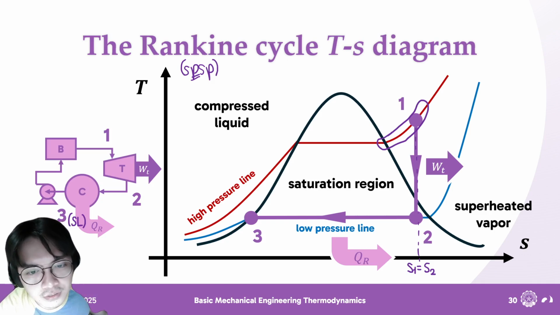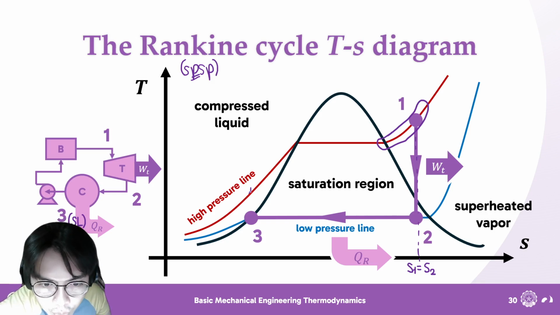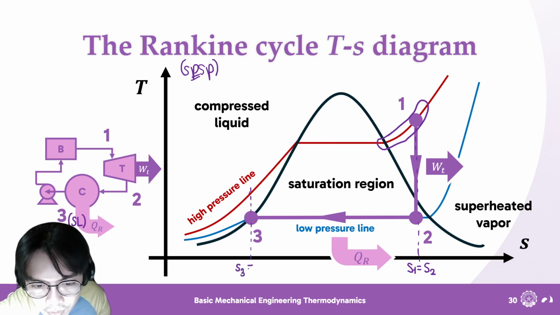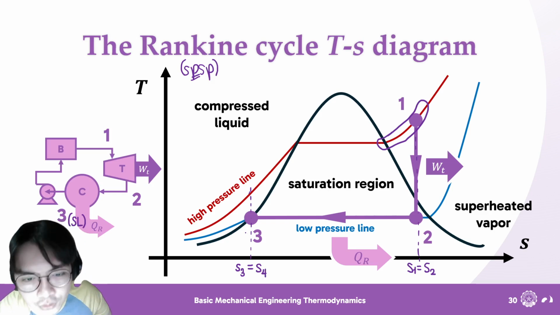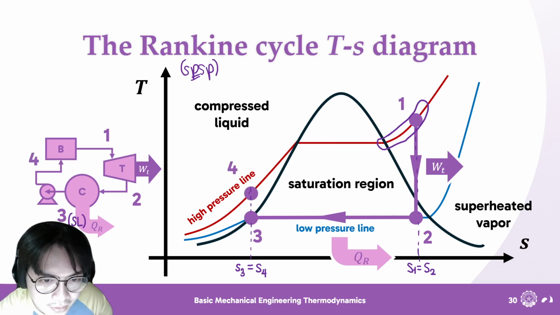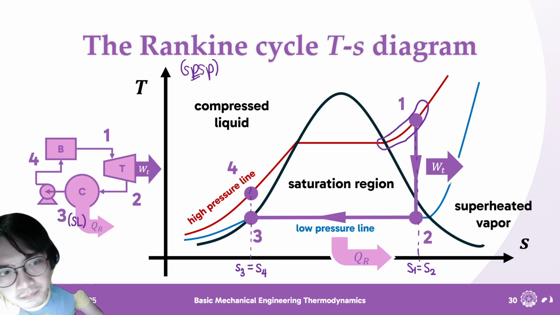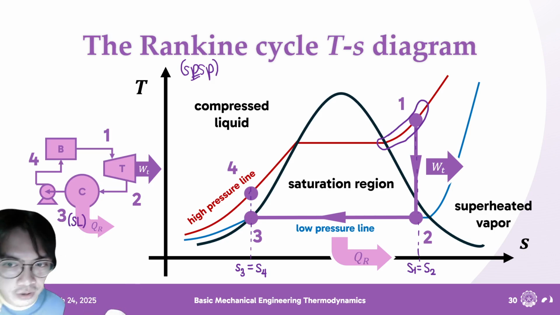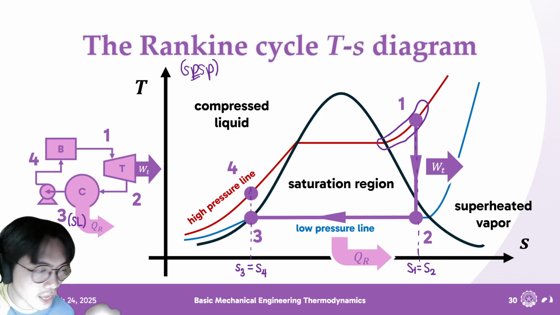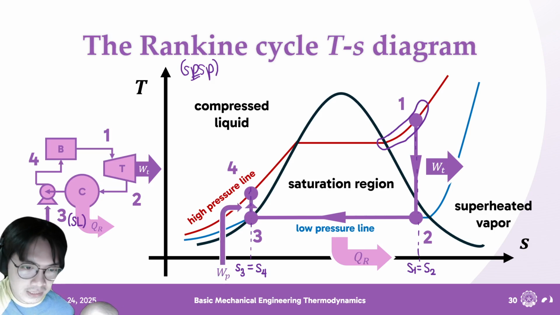And from state 3 to state 4 again, we are going to go through another constant entropy process. State 3 is going to be equal to state 4. So we probably know where state 4 is. It's going to be there, at the high pressure line, because what a pump does is that it pumps water up to either a higher elevation or a higher velocity or a higher pressure. That is now your process 3 to 4.